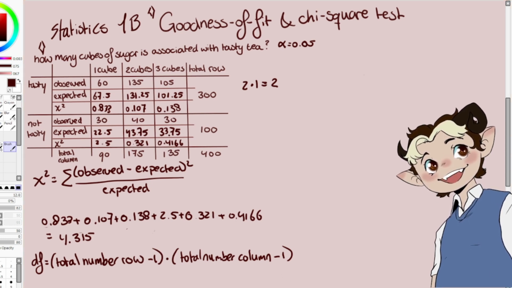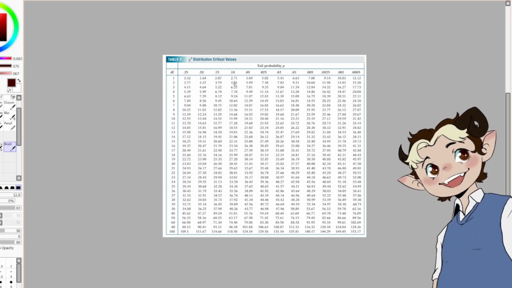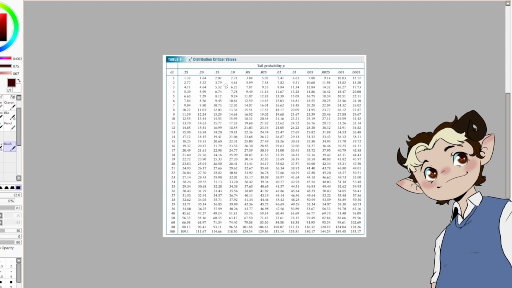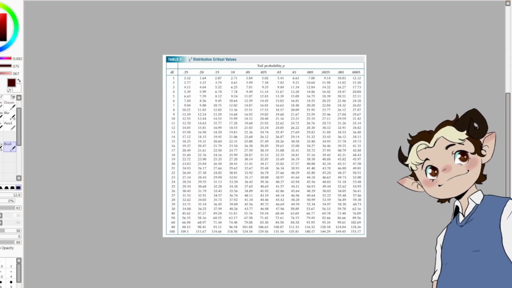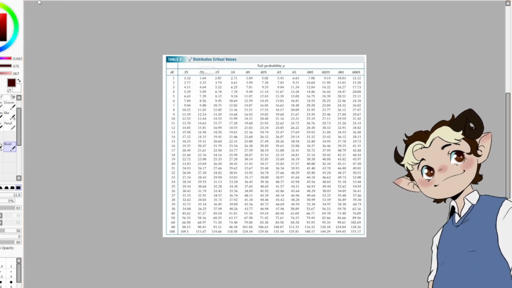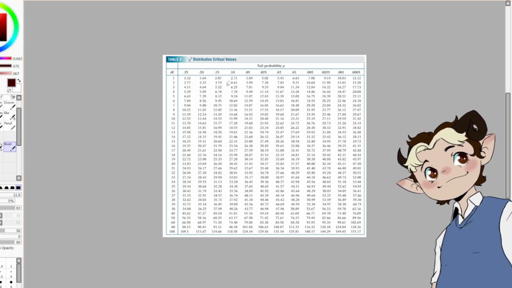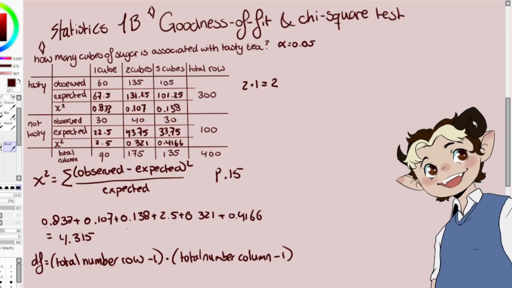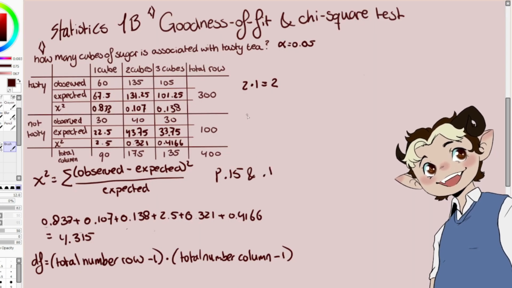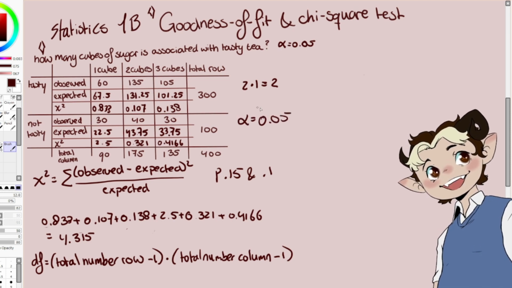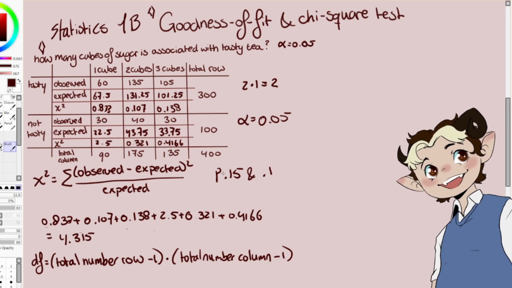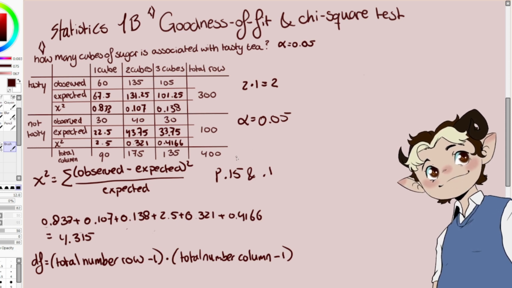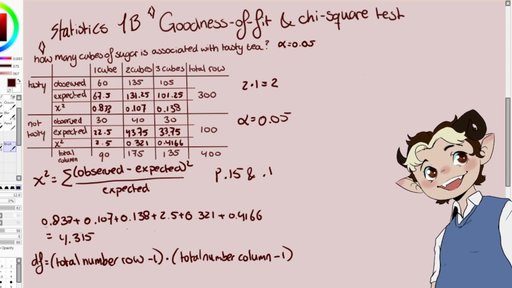Now let's look this one up in our table. Well, we can see that a 4.3 will fall somewhere in between those. So our p-value will be between 0.15 and 0.1, if we're going to assume that our alpha level is still 0.05. Our alpha is smaller than our p, so we do not reject the null, and we assume that there isn't a big difference between the observed and the expected values that we have observed.